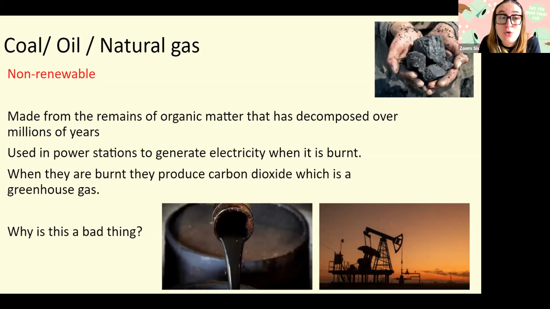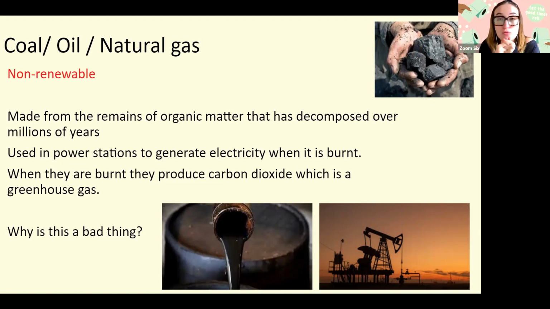So as I said before, they're made from the remains of organic matter that has decomposed over millions of years. They're used in power stations to generate electricity when they are burnt. So what we basically do, and you don't need to know this for the exam, is burn the fuel, it turns some water into steam, which turns a turbine, okay? And that helps us to generate electricity further down the line. The major problem at the moment is that when you burn fossil fuels, they release carbon dioxide. And carbon dioxide is a greenhouse gas.